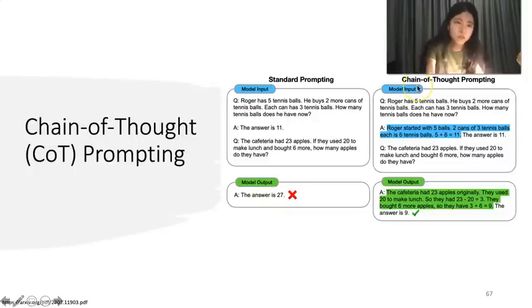But if you use chain of thought prompting, in your given example answer, you say something like, Roger started with 5 balls and 2 cans of 3 tennis balls each is 6 tennis balls. 5 plus 6 equals 11, so the answer is 11. Then for your actual question, the model will generate a similar reasoning process: the cafeteria had 23 apples originally. They used 20 to make lunch, so they had 23 minus 20 equals 3. They bought 6 more, so they now have 3 plus 6 equals 9. The answer is 9. Now the answer is correct. This demonstrates the effectiveness of chain of thought prompting.